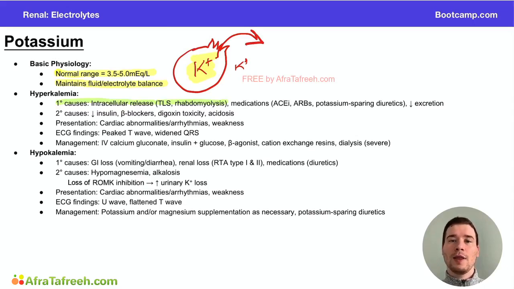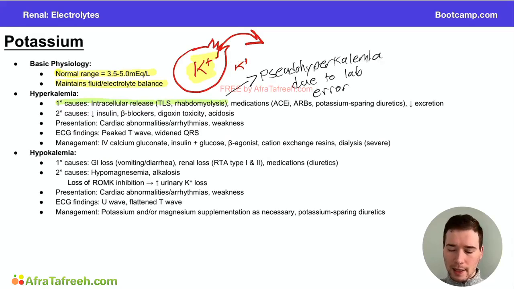But another way this can occur is due to errors in drawing of the blood, or lab technique, essentially, in that the red blood cells can actually lyse during this process, which can cause the serum labs to measure a falsely elevated high level of potassium, or something we call pseudo-hyperkalemia. And so I'll highlight that right here. Pseudo-hyperkalemia, or falsely elevated potassium levels, can also be due to lab error that causes the same process, which is lysis of the red blood cells.